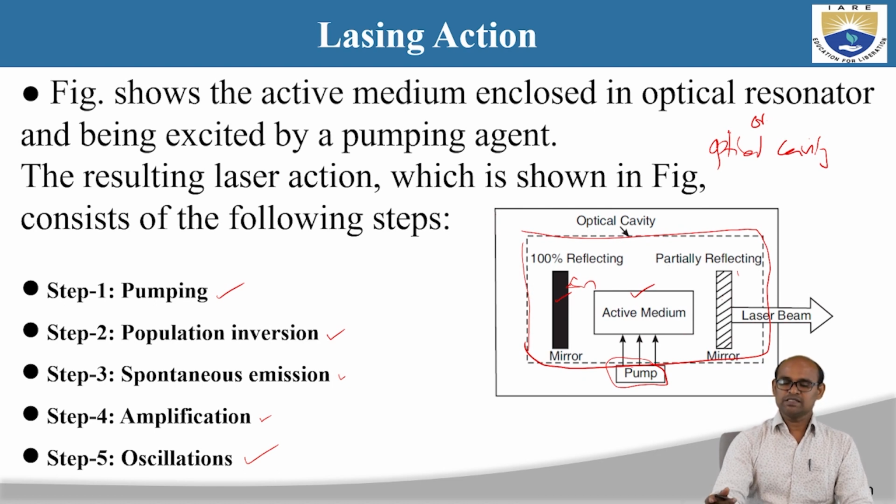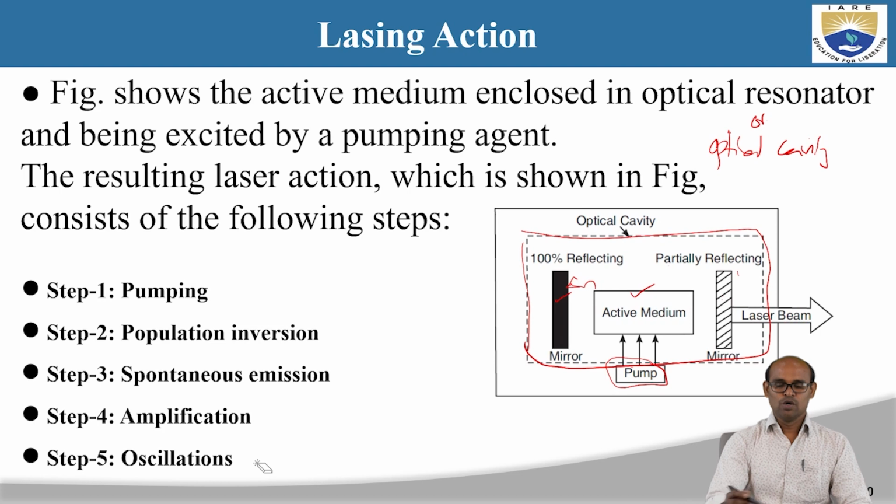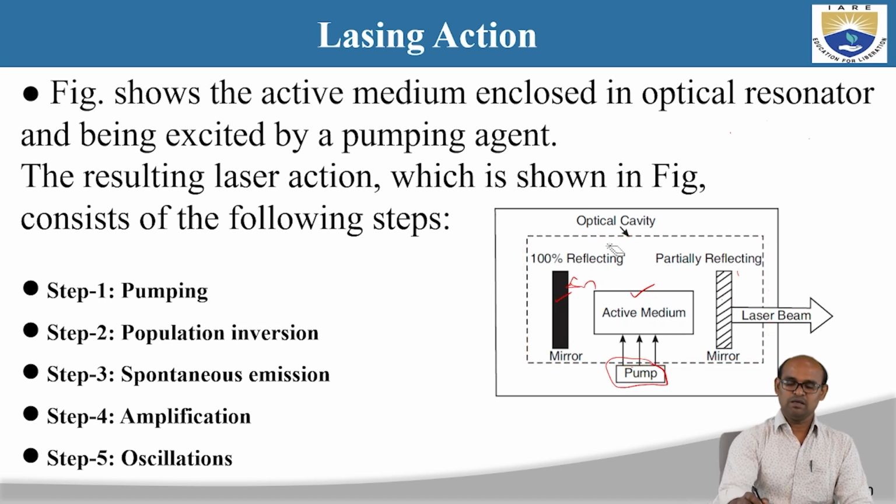We will discuss in detail why we need all these steps, what happens in pumping, what happens in population inversion, what happens in spontaneous emission, what happens in amplification, and what happens in oscillations. We will discuss all these 5 steps in detail to understand how we get a laser beam as output.